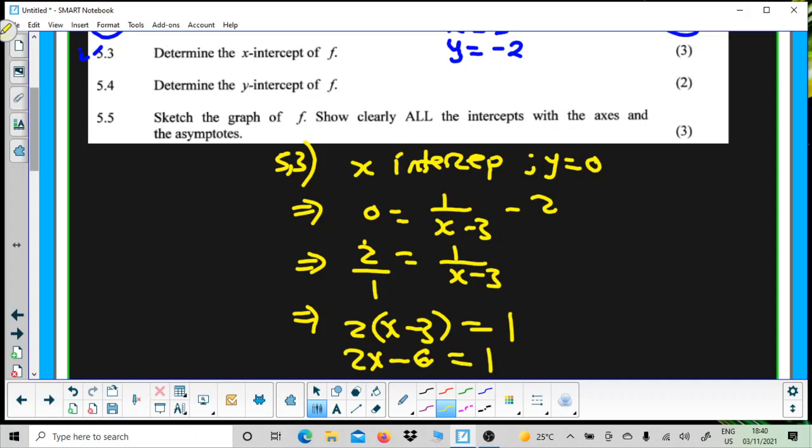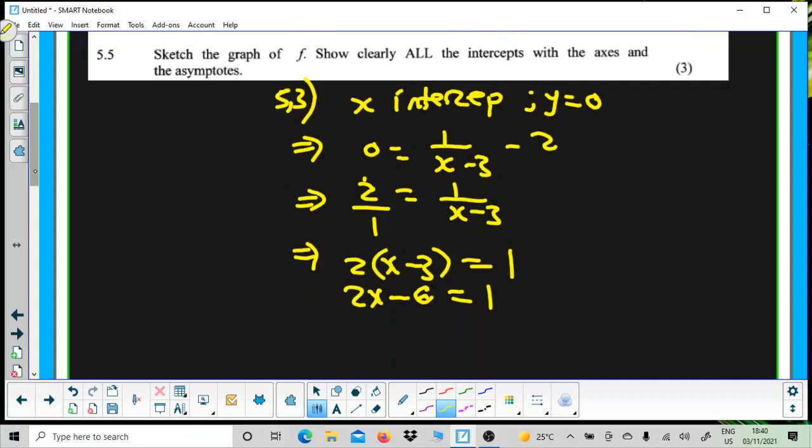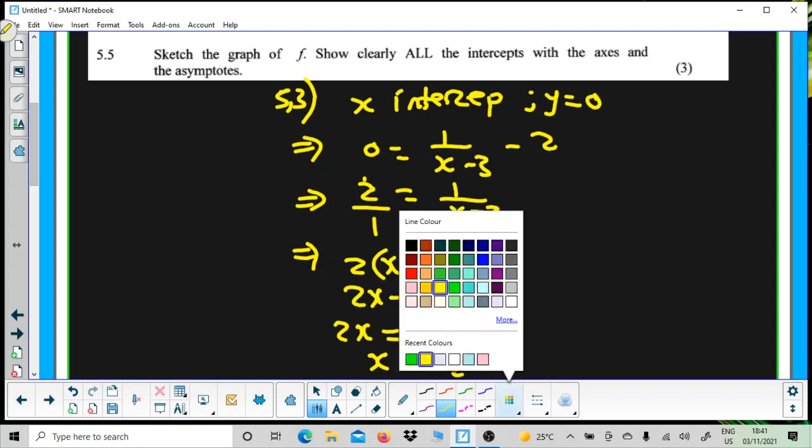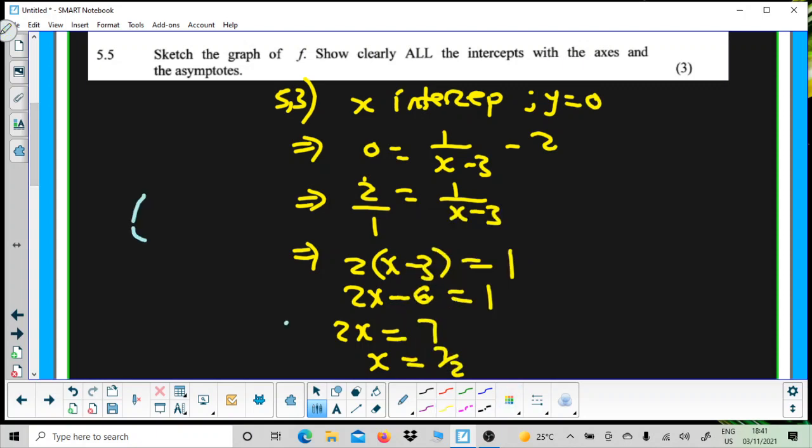What was your x value eventually? Obviously 2x is now 7, and your x is 7 over 2. Okay, so that was the x-intercept, right? If they say coordinates, please watch out. At times they ask for coordinates. When they ask for coordinates, you have to say 7 over 2 and 0. That's a coordinate. If you just leave it at x is equal to 7 over 2, that is not enough.